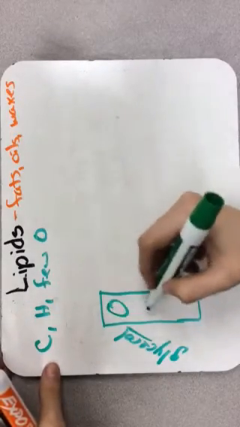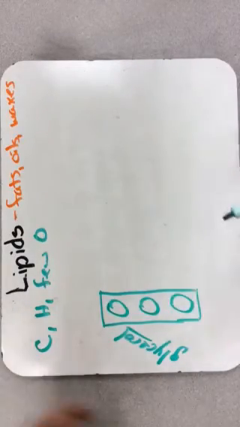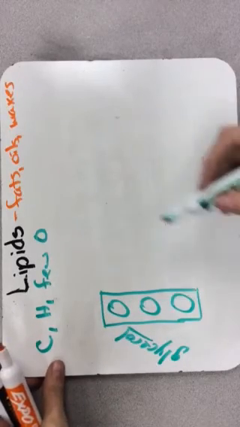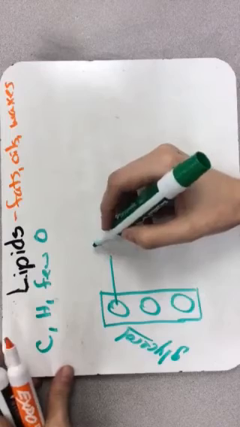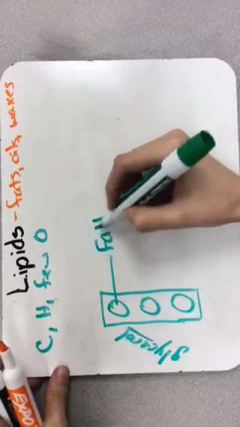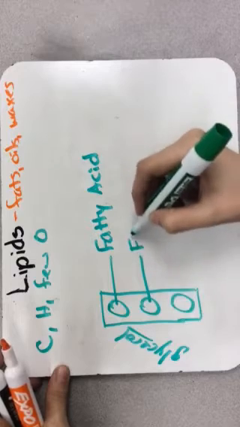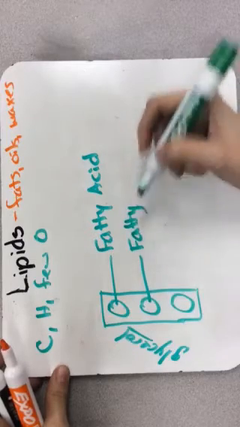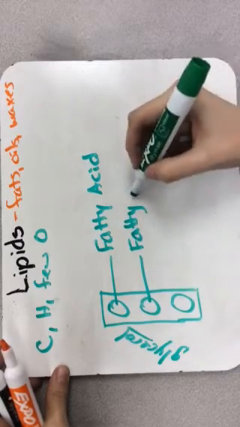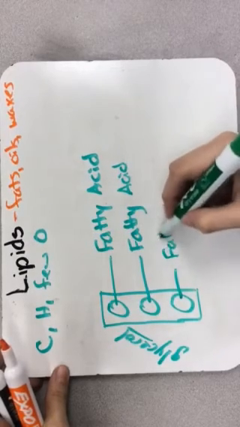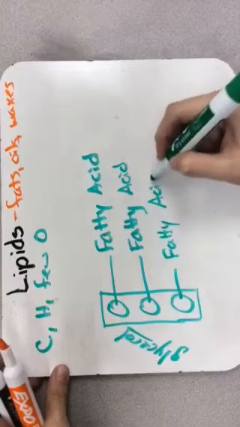Glycerol has 3 places where other molecules can come and attach. You can picture it like a Lego piece. So the other part of lipids are fatty acids. So you can have a fatty acid attached to each of these connection parts, or each of these spots on glycerol. You can have a fatty acid at the top, in the middle. You can have a fatty acid at the bottom.